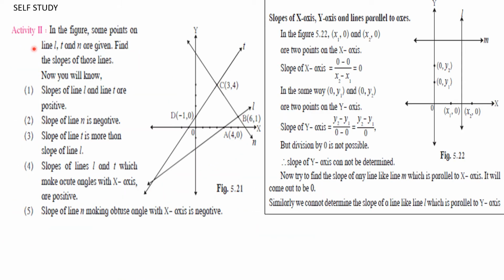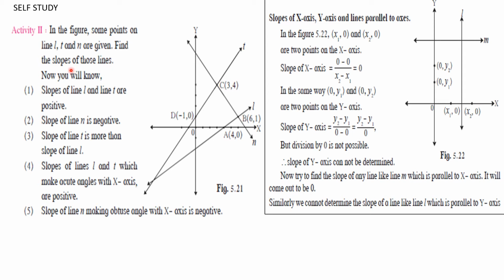Study this activity. Observe the given figure. X', y', origin O, line T with coordinates: point C on line T is 3, 4, point D is minus 1, 0. Observe line N, line L. Coordinates of point A are 4, 0, coordinates of point B are 6, 1. It is given. Some points on lines L, T and N are given. Find the slope of those lines.